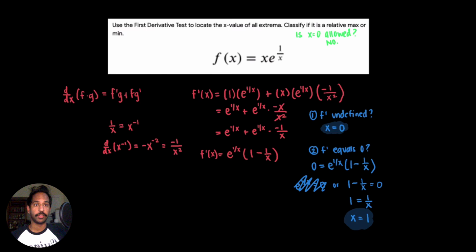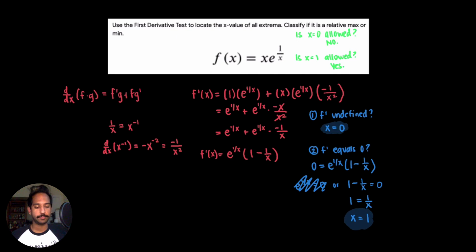The next value that we want to look at is x equals 1. Is x equals 1 allowed? And yeah, there's nothing that's keeping x equals 1 from being an issue. So yes, it is allowed. We're allowed to have x equals 1 as a critical point.